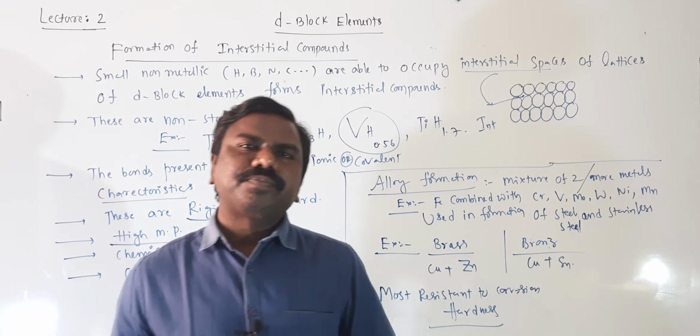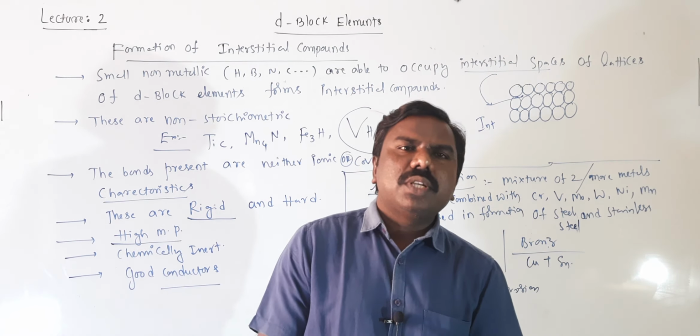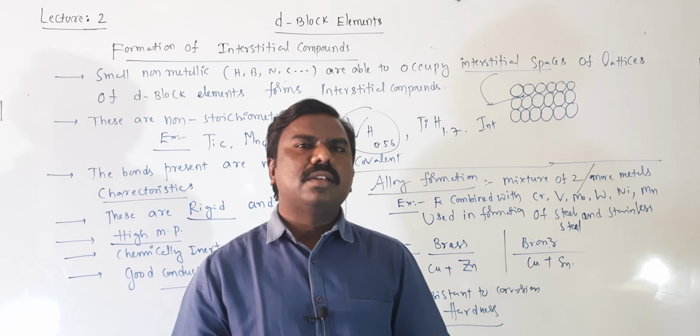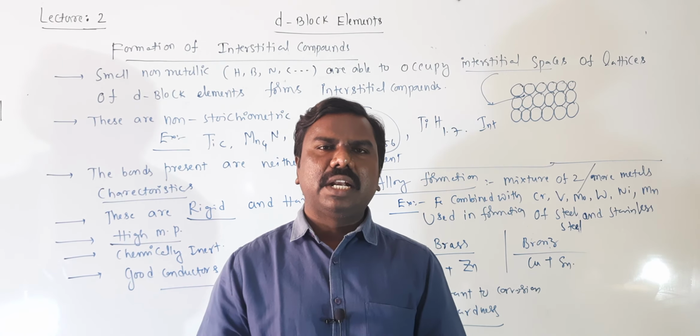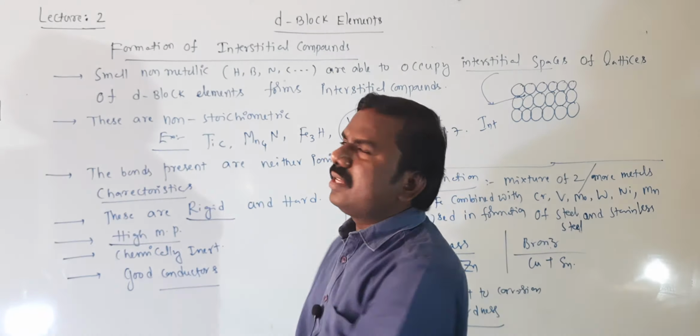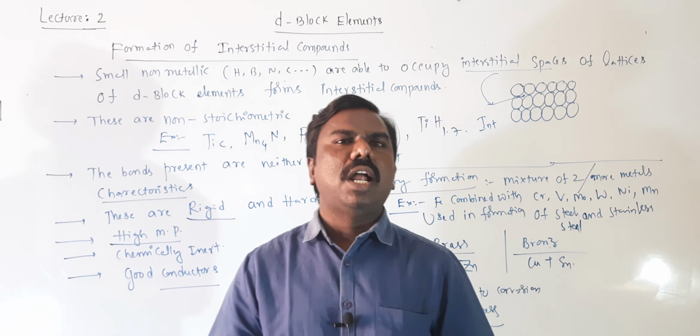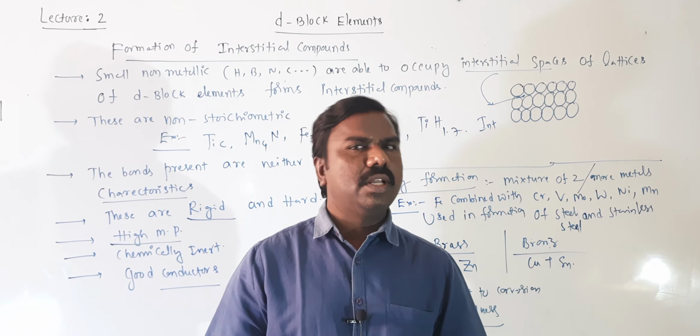Next one is, finally, uses of transition elements. These are all metals in our day-to-day life. Iron we are using, many oxides, catalysts. So whatever we discussed as a property, those are all under uses for transition elements.